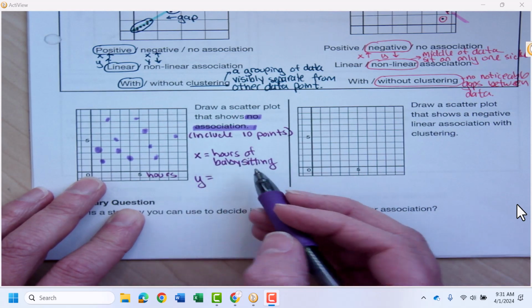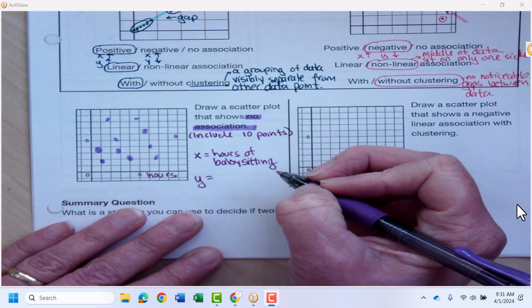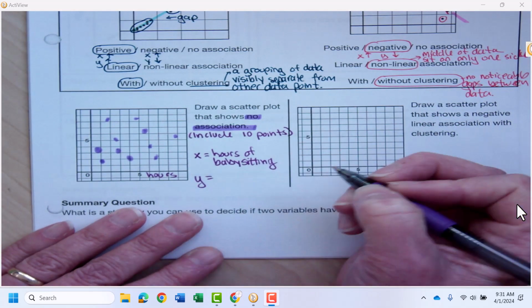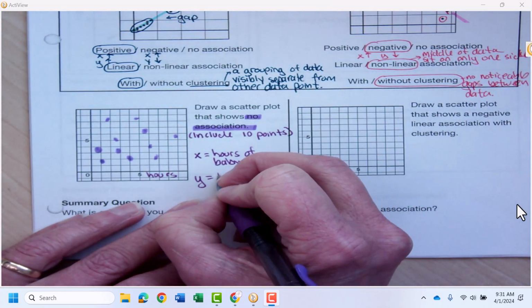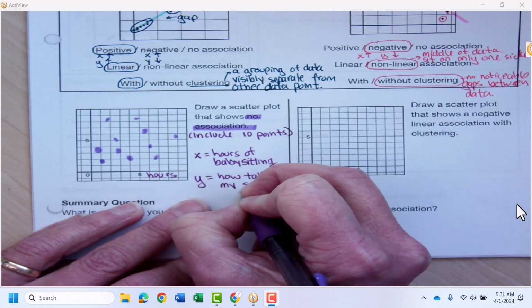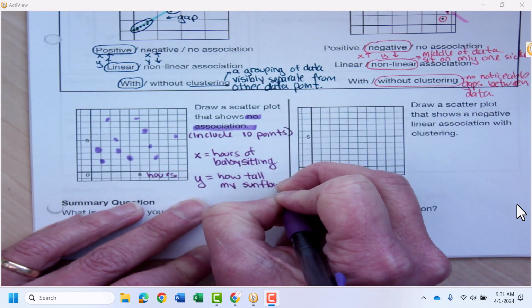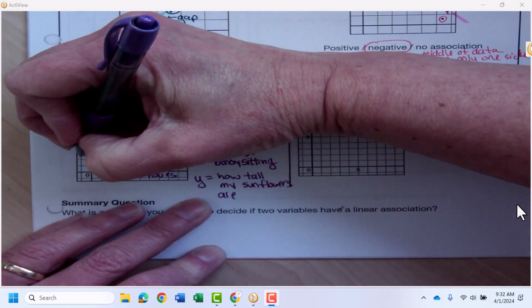So let me try and think. The hours of babysitting and I'm wanting to say how much homework I have, but I know some people would relate those two. How tall my sunflowers are. All right, sunflower height.